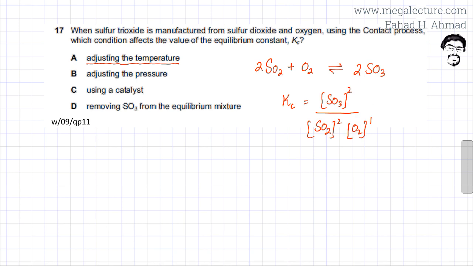Removing SO3: if you try to remove SO3, more SO3 would be produced, and the ratio of the products and the ratio of the reactants would become a constant. So Kc is always a constant, except when you adjust temperature. Temperature is the only thing that affects the value of Kc.